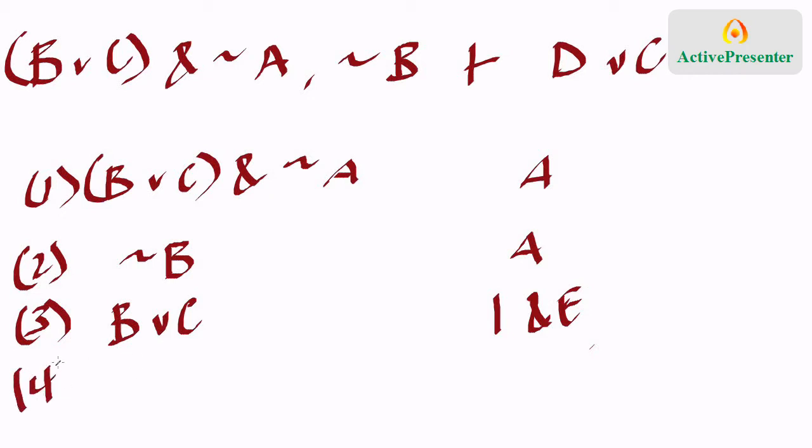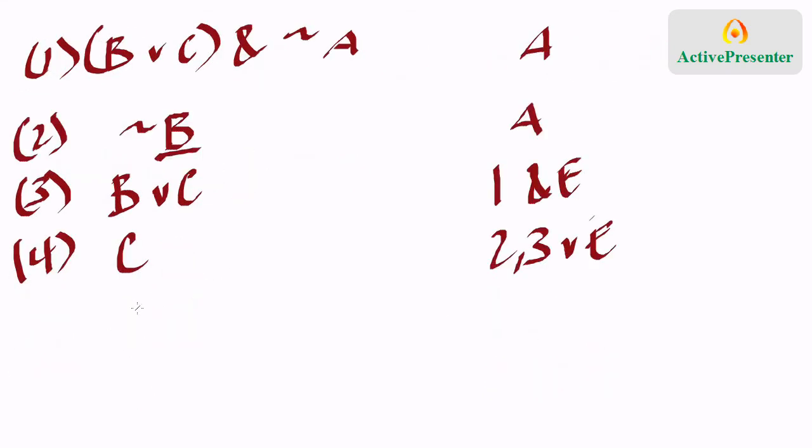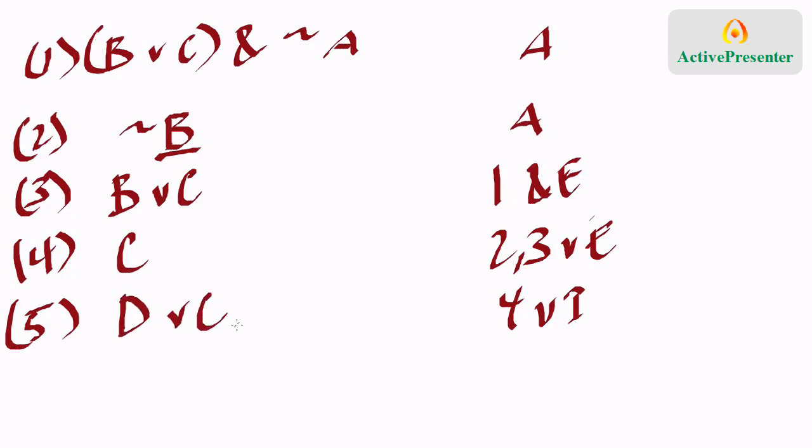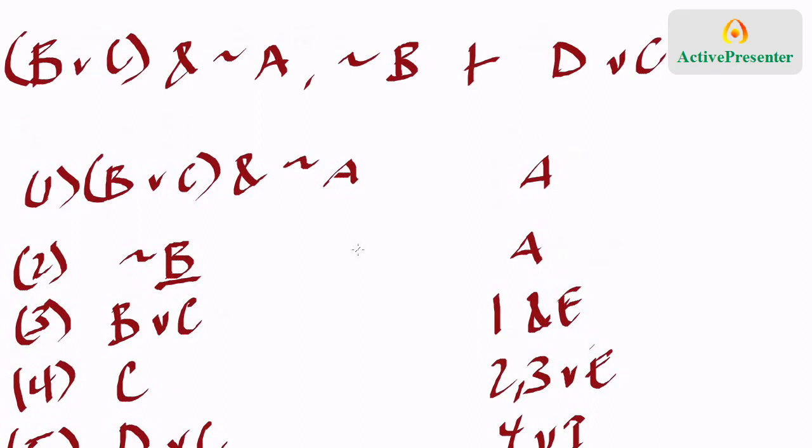Then next we can, on lines 2 and 3, do or elimination. So that will give us C, since we have B or C here and not B here. Then next, what's our conclusion? We want D or C. So then from this, we can just go right to our conclusion. From line 4, we can do or introduction, wedge introduction, and get D or C, which is the conclusion that we need.